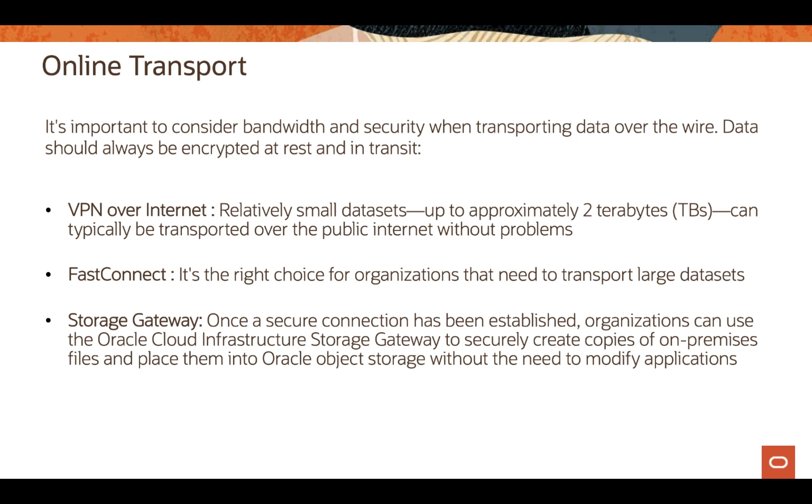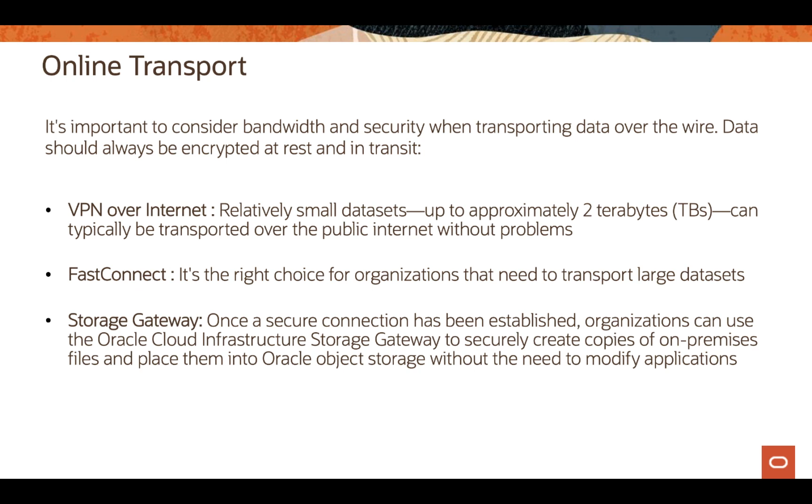You can use VPN over internet, right? You have a VPN connectivity from your on-premises to OCI, and then you can send data through that VPN connection. You can also use Fast Connect, which allows you to have a dedicated link from your location to OCI. It goes to the high speed. You can get from 1 gigabit per second all the way to 10 gigabits per second on a network.